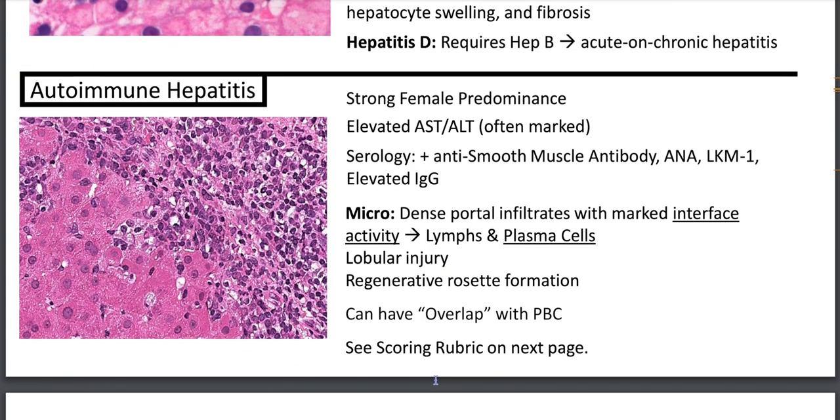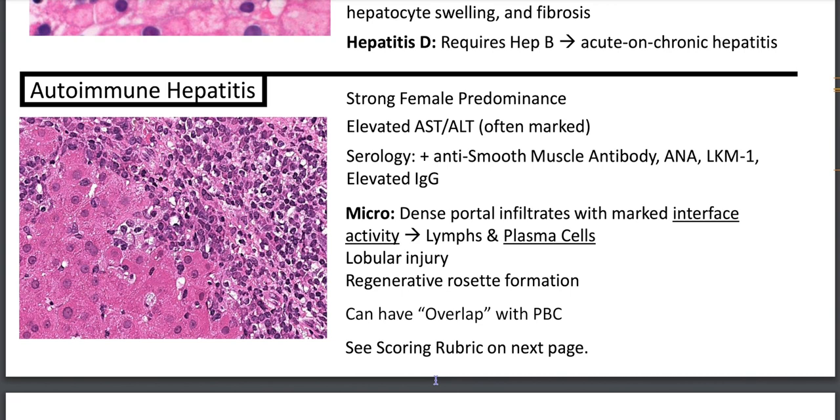Autoimmune hepatitis, it's a strong female predominance. You'll often have a markedly elevated AST, ALT. Serology, look for your positive anti-smooth muscle antibody. You can also have ANA, LKM1, and elevated IgG.